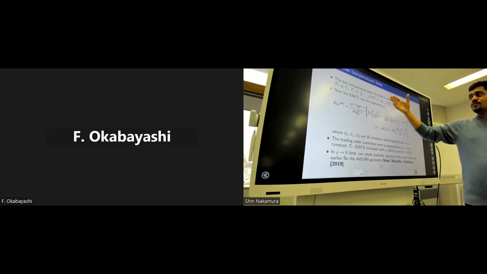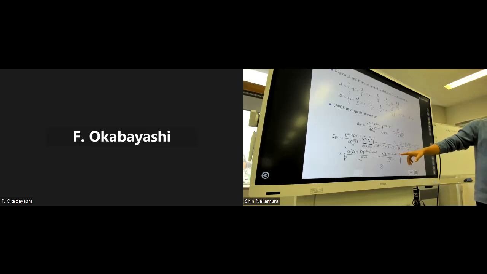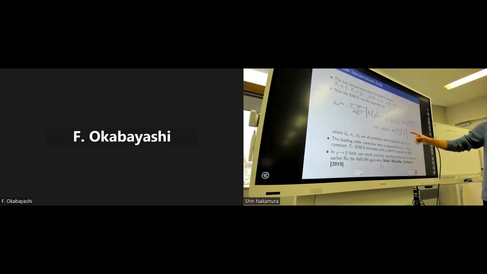So if you individually invert these relations with the boundary parameter, you can substitute it here, and you will end up with this result in the low temperature limit. Again, we can see that EWCS has a contribution from the correction because of the rho, and with this rho it is increasing. If you increase the rho, EWCS will increase.